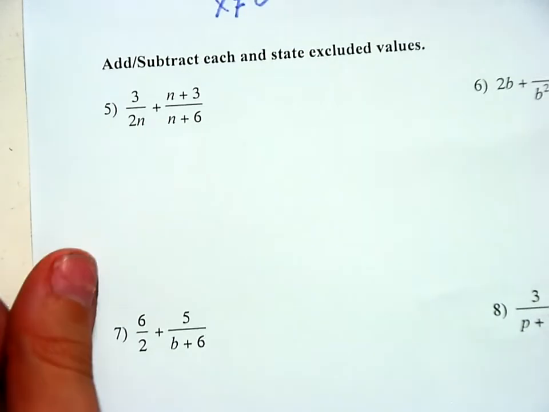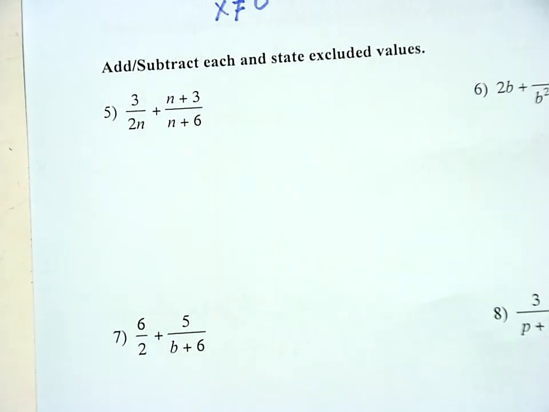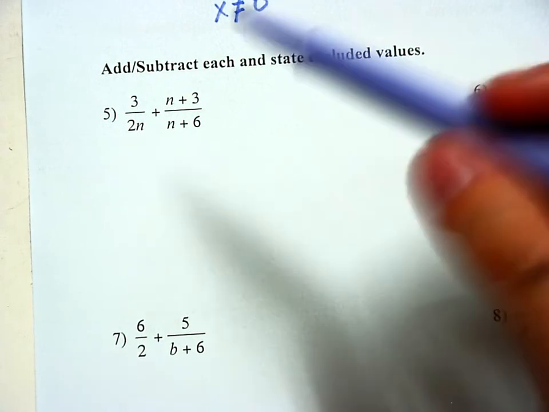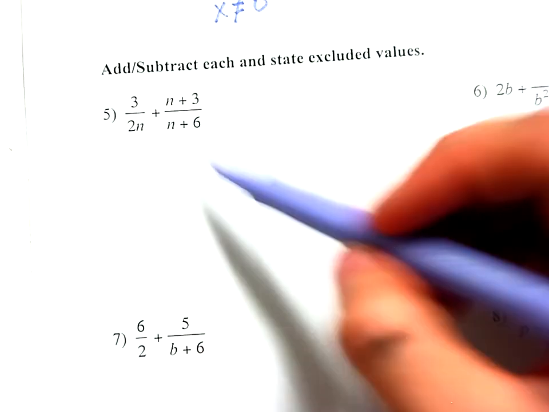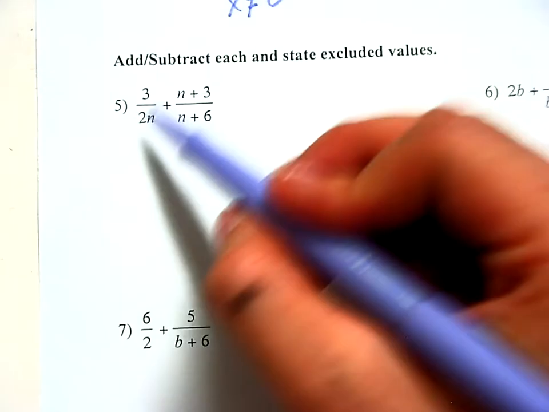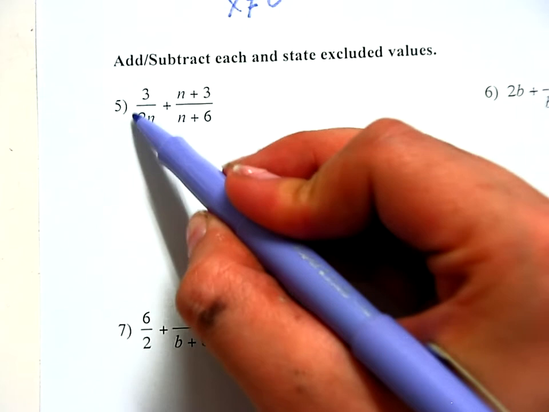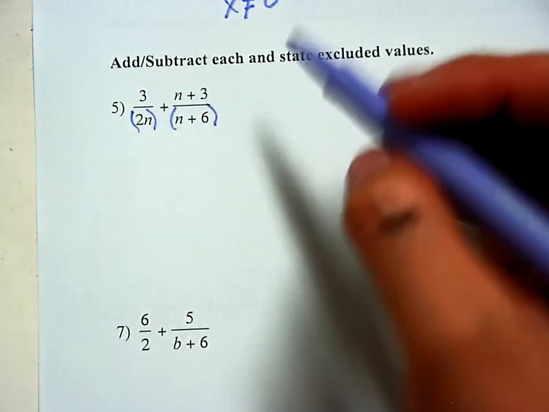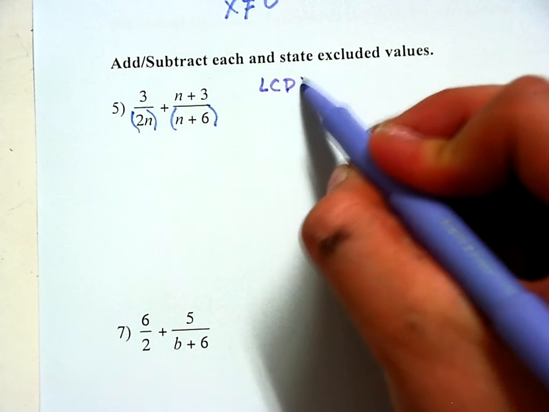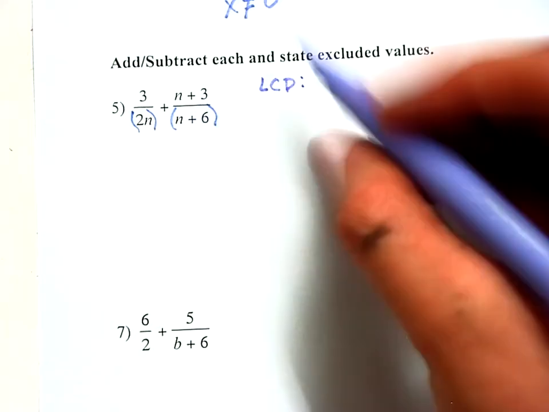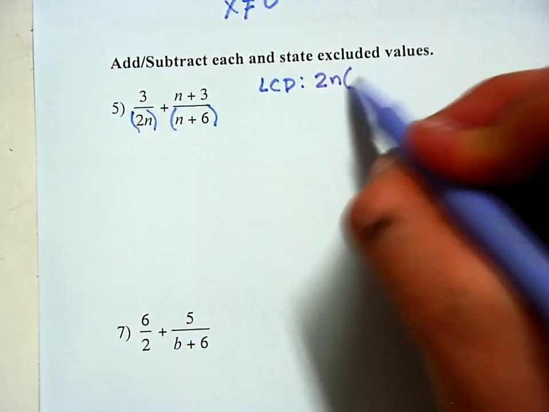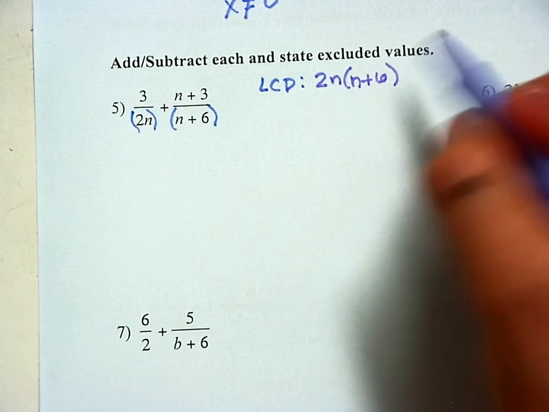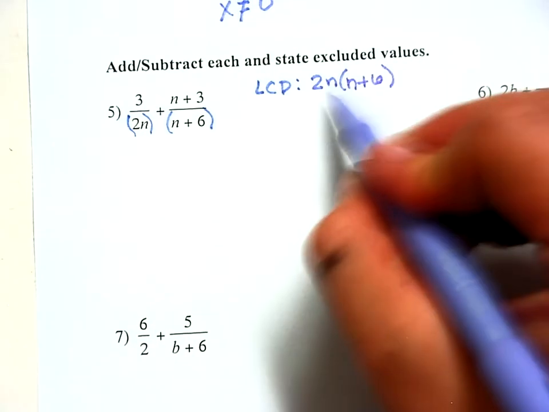Alrighty. So our next section is adding and subtracting. So don't forget, factor, factor, factor, and then we're going to find our least common denominators. So the first thing, I want to see if my denominators are factored. They are. I can't factor those anymore. And so my least common denominator is going to be my 2 factors multiplied together. So 2n times n plus 6. So I need both of my fractions to be over this.